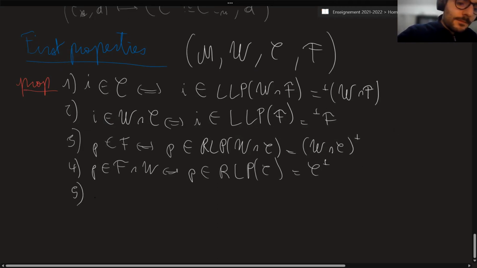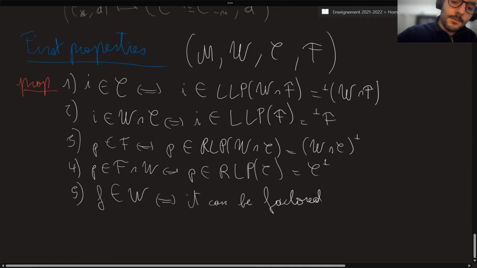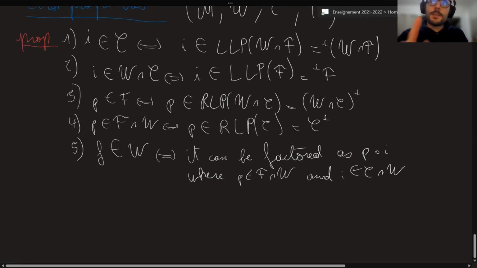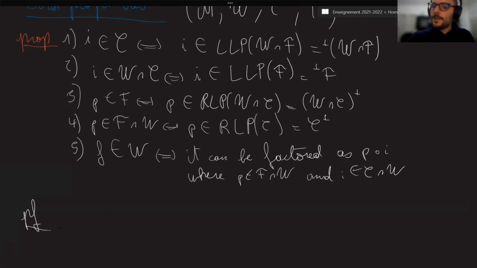And finally, a morphism is in W if and only if it can be factored as p circle i, where p is an acyclic fibration and i is an acyclic cofibration. So this is not Axiom MC5. In Axiom MC5, only one of the two is acyclic. Here, both are acyclic. So it's a special case. So let me do the proof, and then I'm going to explain what the consequences are, because this is quite an important property.